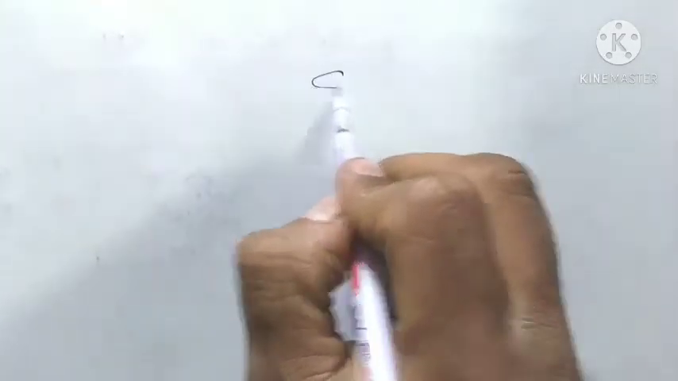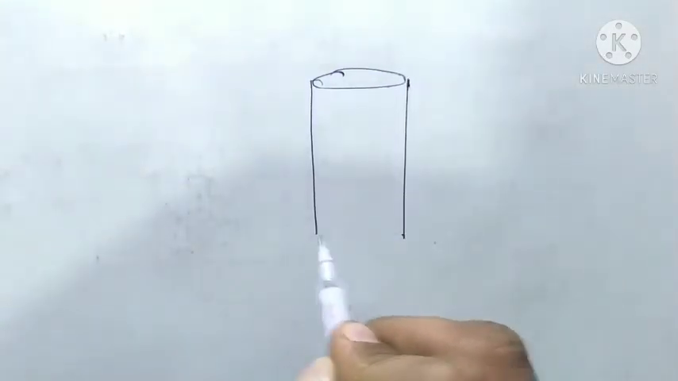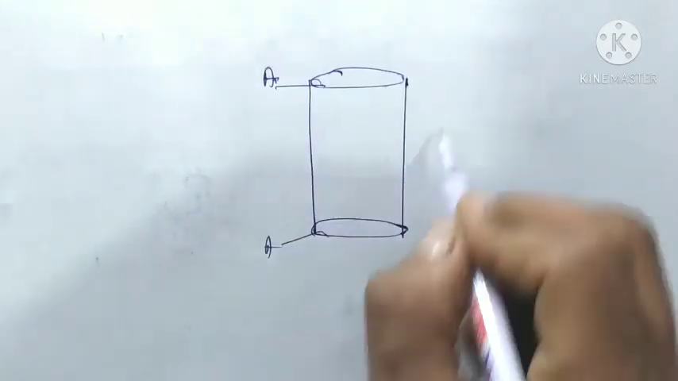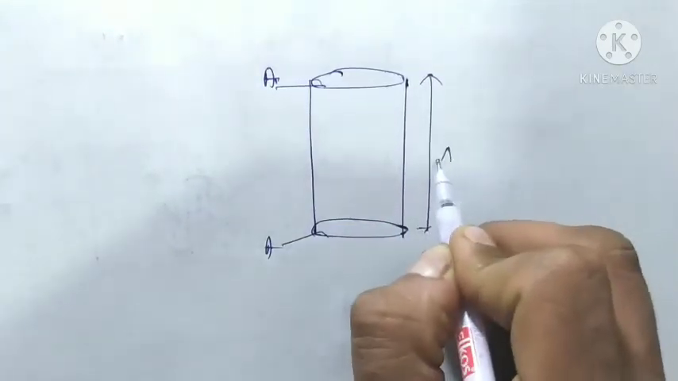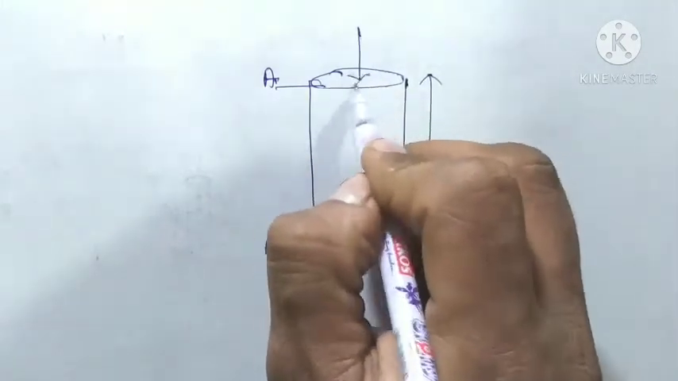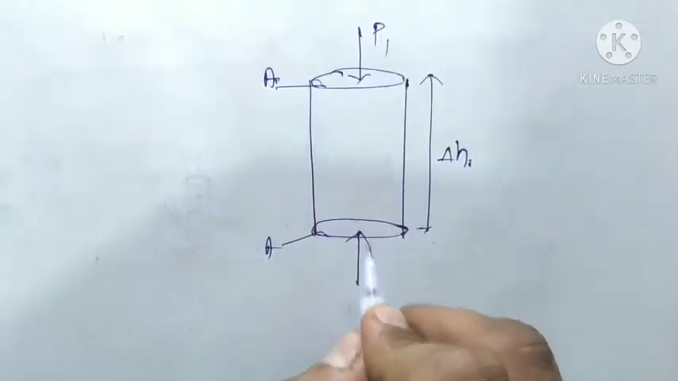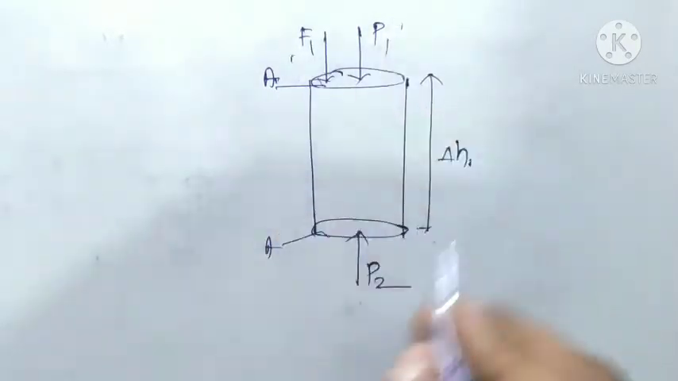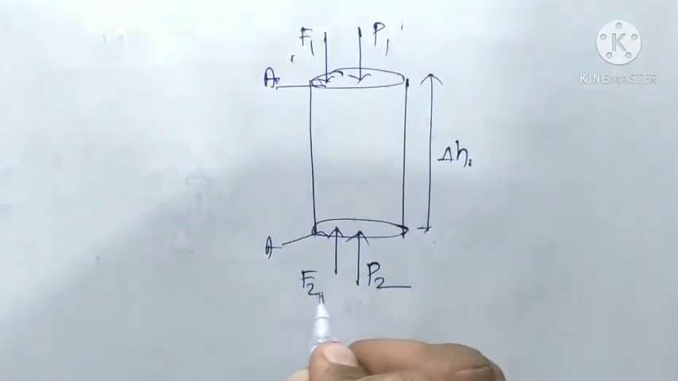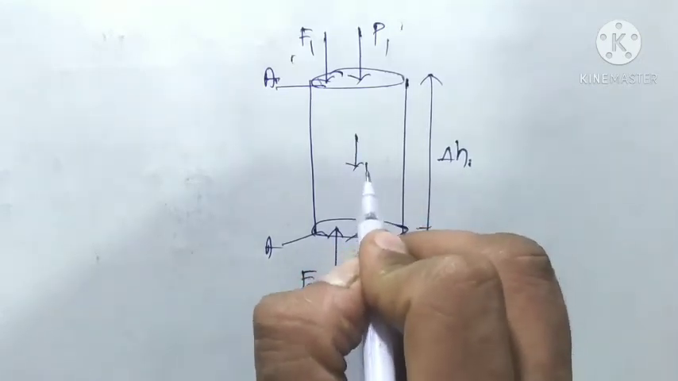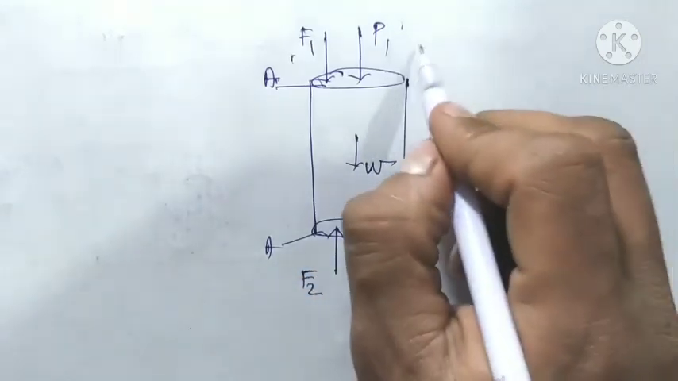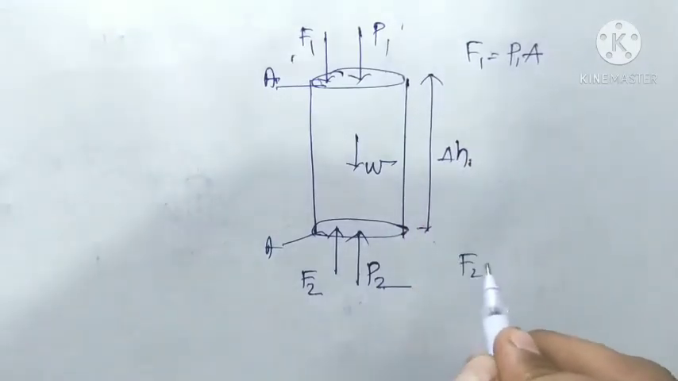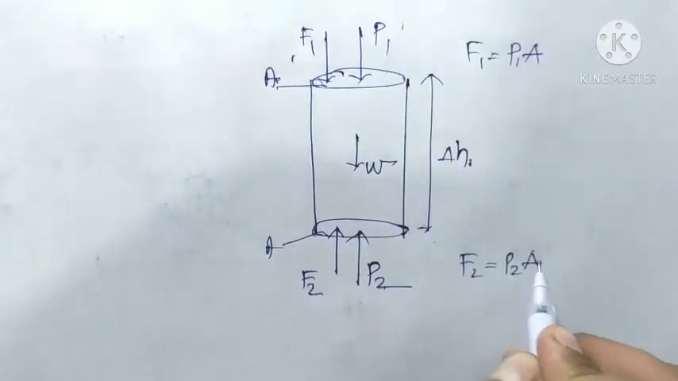Okay, so this is our body or slab, area of cross section A, height of this body we take here delta H. Here pressure P1 and here pressure P2, corresponding force F1 due to pressure P1 and corresponding force F2 due to pressure P2, and weight of this body works vertically downward. F1 we already know is P1A and F2 is equal to P2A. Okay, understand that?